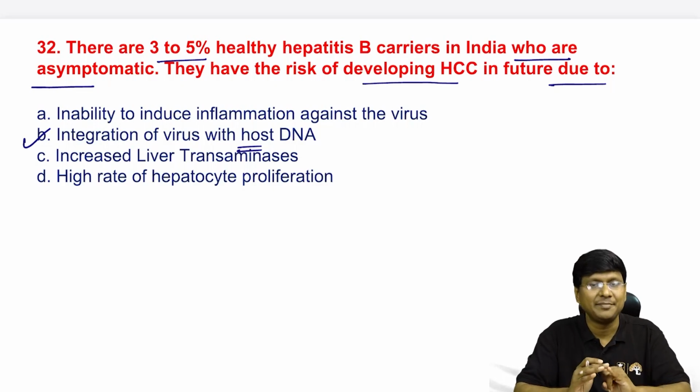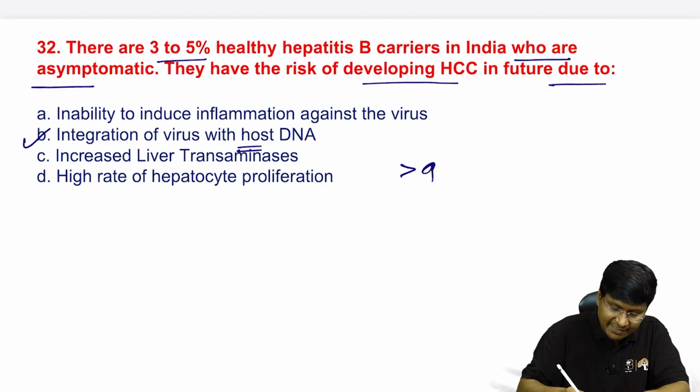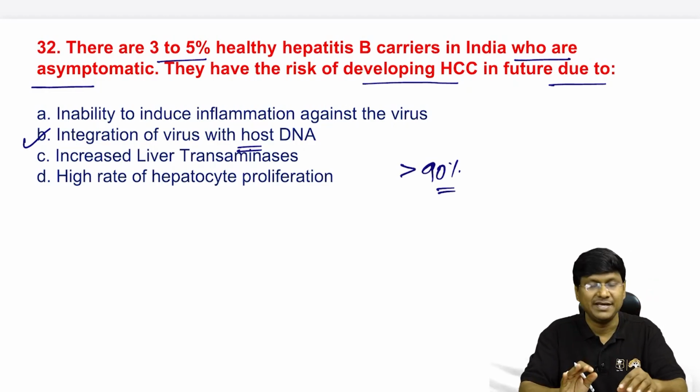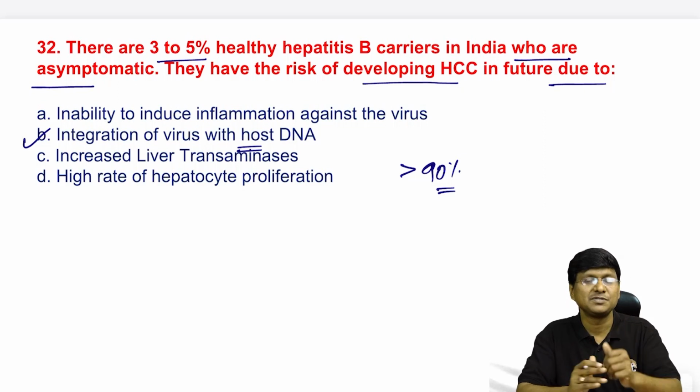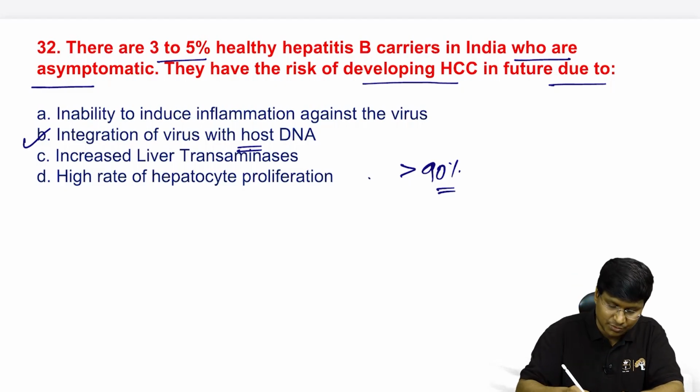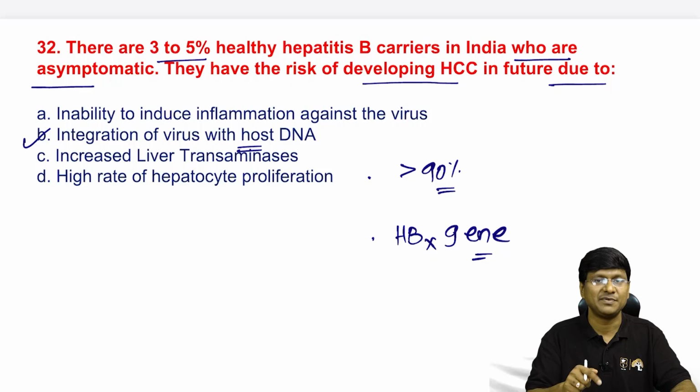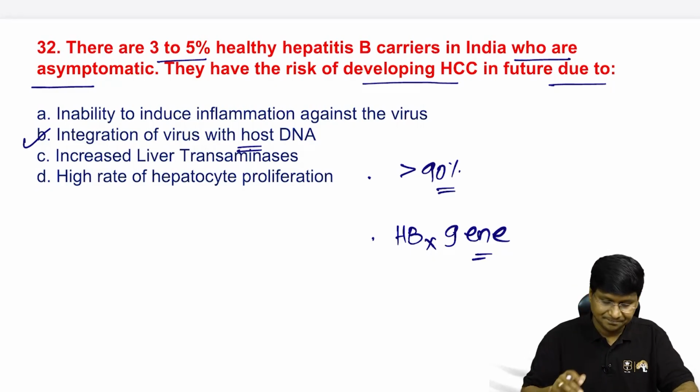Integration of hepatitis B virus DNA is seen in more than 90% of hepatitis B infected patients, right? And what is the gene in hepatitis B virus that is responsible for the development of hepatocellular carcinoma? That is the HBxAg or HBx gene. It is the HBx gene present in hepatitis B virus that is a potent tumor activator, and that will cause hepatocellular carcinoma.